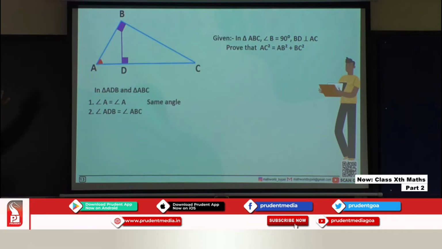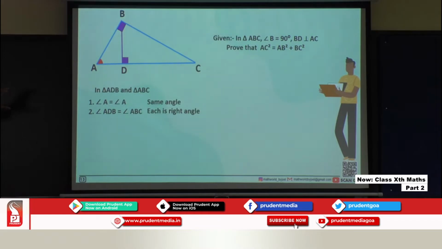Now you will start wondering, but that D angle, the right angle, is on the other side. So you should know that whenever you have a line and you draw a perpendicular, 90 and 90, both sides will be 90 degrees. So angle ADB is equal to angle ABC. Each is a right angle.